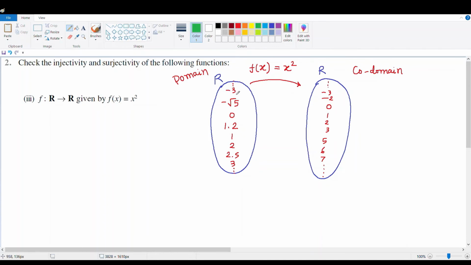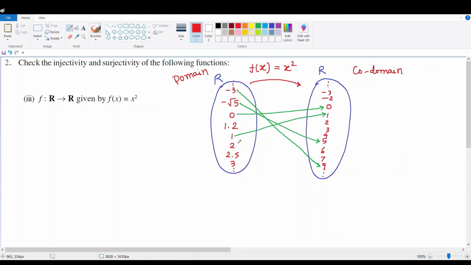Now since the function definition is f of x equals x square, if I want to draw the relation between domain and codomain, the square of -3 is going to be 9. So the relation is going to go from this -3 to 9. Now negative square root 5, the square of this is going to be 5. Square of 0 is going to be 0. Square of 1 is going to be 1. Square of 2 is going to be 4. So I just need to add 4 there. But you got the idea of what I'm trying to do.